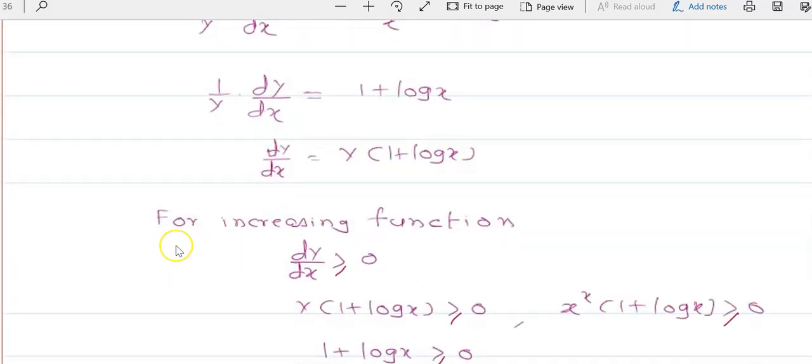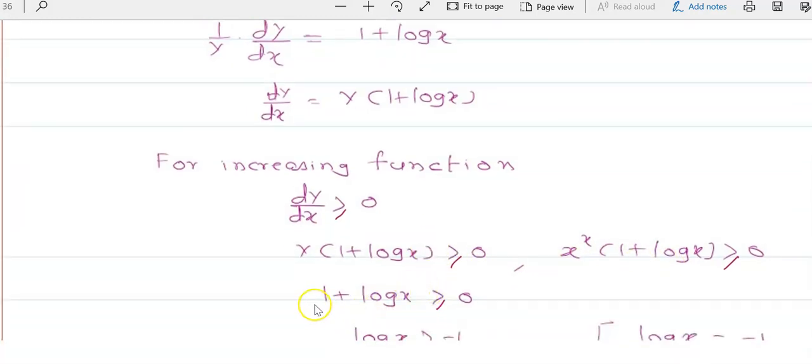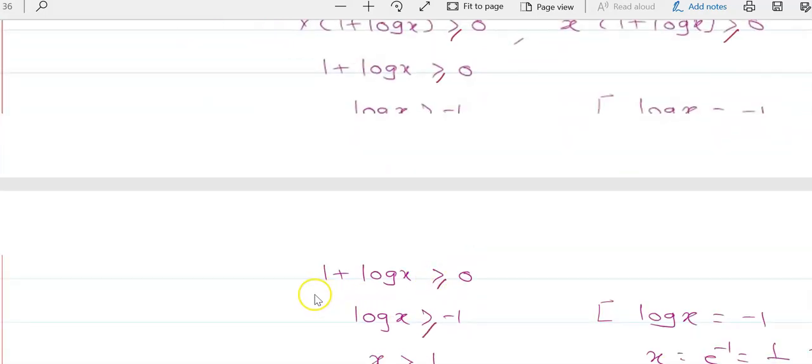For the increasing function, we write here dy by dx is greater than or equal to 0. That is, y in bracket 1 plus log of x is greater than or equal to 0. That is, x raised to x in bracket 1 plus log of x is greater than or equal to 0. It means that 1 plus log of x is greater than or equal to 0. It means that log of x is greater than or equal to minus 1.